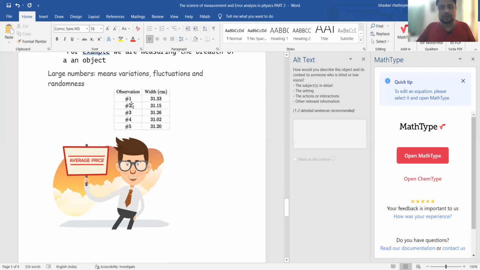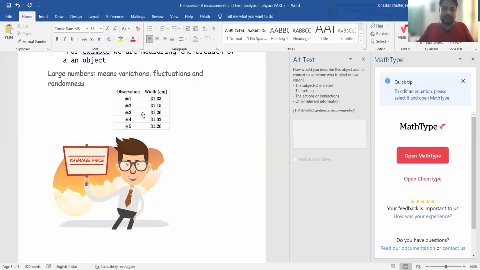Then you are not sure that 31.33 is right, it may be something different. There are some factors affecting my measurement. You take a second measurement and you get 31.15. Now you leave the measurement. You say that I am not able to get the exact measurement. My values are deviating. They are different every time I measure the object.